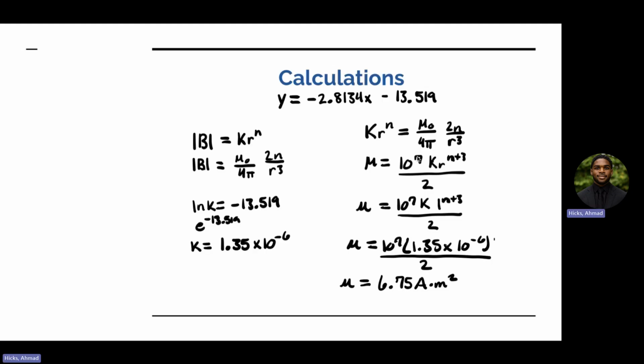Here are our calculations. Utilizing the fundamental principles that we discussed earlier, we could find the measurements here at the bottom. First we took from our table the slope, which is n, of negative 2.8134, and we were able to calculate k by doing the inverse log, which was 1.35 times 10 to the negative 6. Then using our formula from earlier, we found mu to be 6.75 amp meters squared.